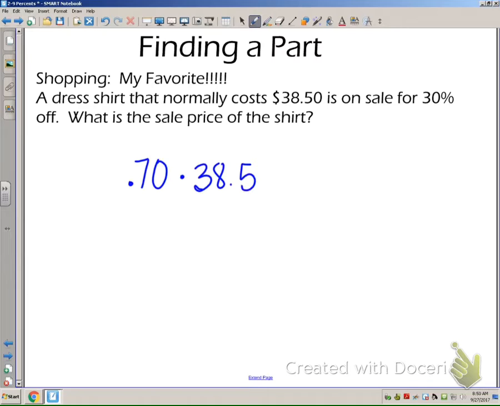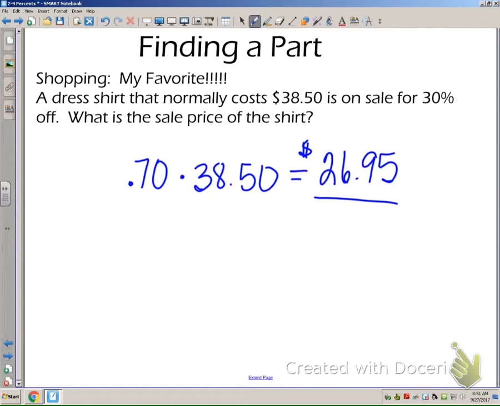$38.50. And that's going to give me my new price. So 0.7 times $38.50 is $26.95. So my shirt is now going to cost $26.95.